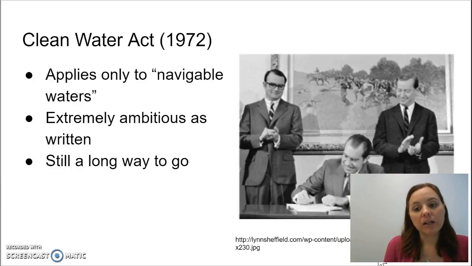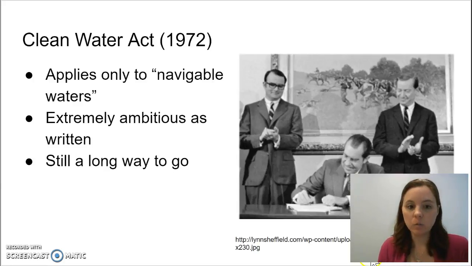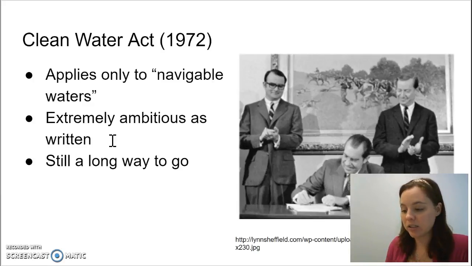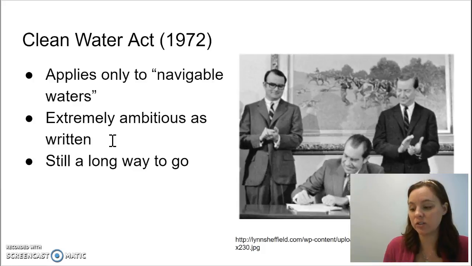But it does not apply to groundwater in most cases unless the groundwater is directly feeding a surface water. As the law was written, it was extremely ambitious. The goal of the law was to provide for the protection and propagation of fish, shellfish, and wildlife, and for recreation in and on the waters. And the goal that Congress stated was that by 1985 they were going to eliminate all discharges of pollutants into the nation's waterways.